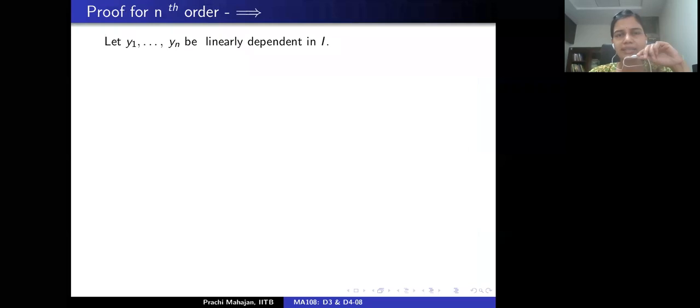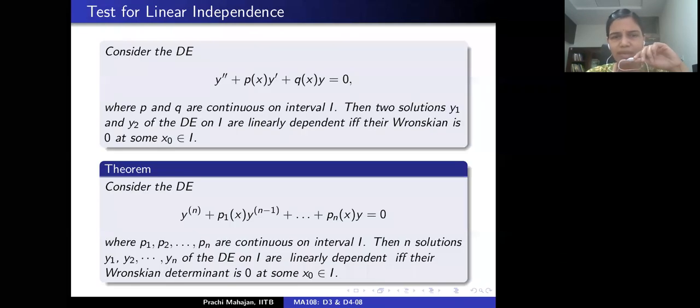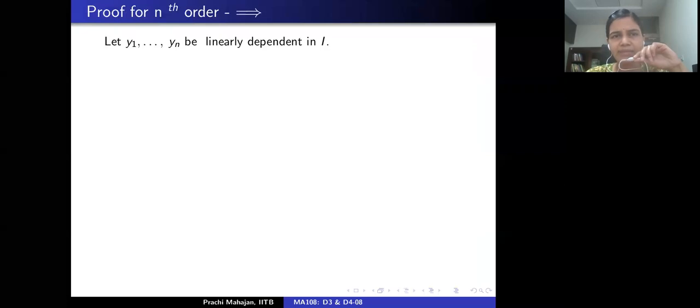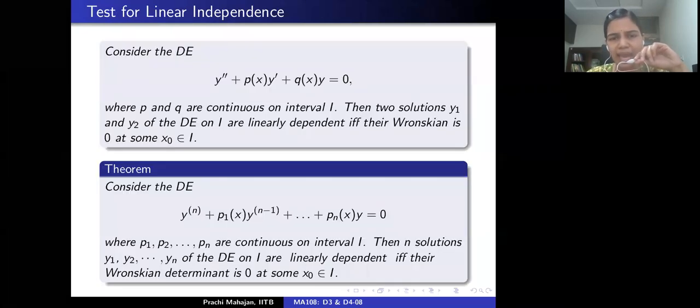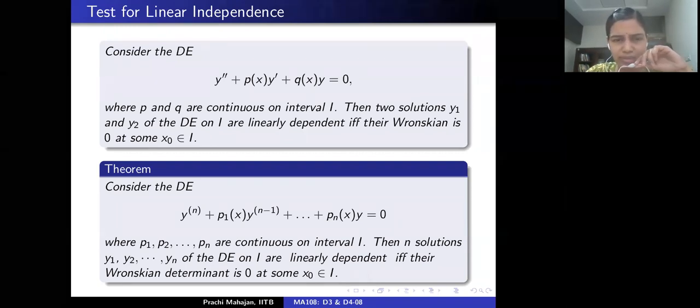I would like to emphasize that this part of the proof does not actually require y1, y2, ..., yn to be solutions of the ODE. Even if y1, y2, ..., yn are not solutions, for any n linearly dependent functions, their Wronskian is going to be zero at some point. This is true without the assumption that they are solutions of some ODE, much like what we discussed for the n equal to 2 case.